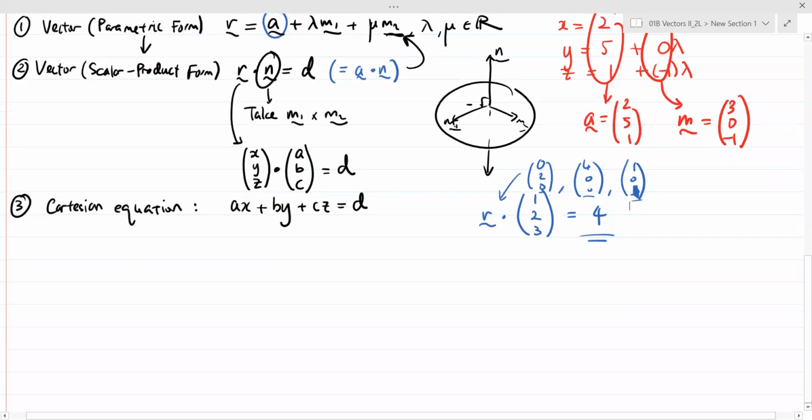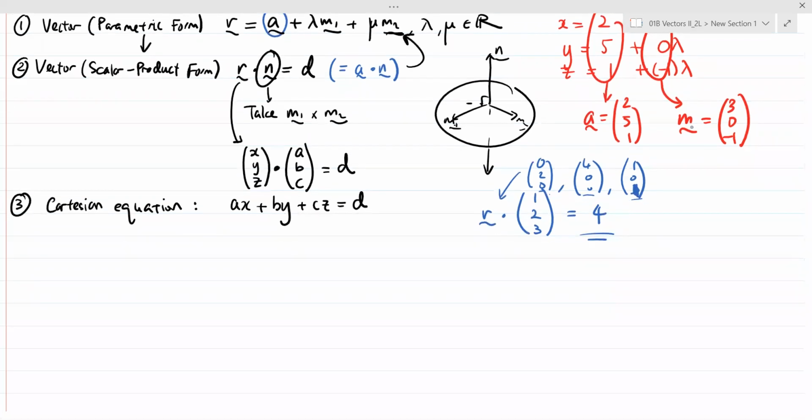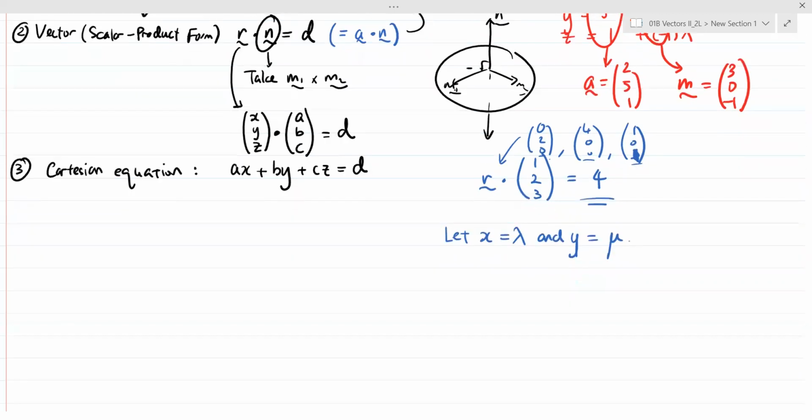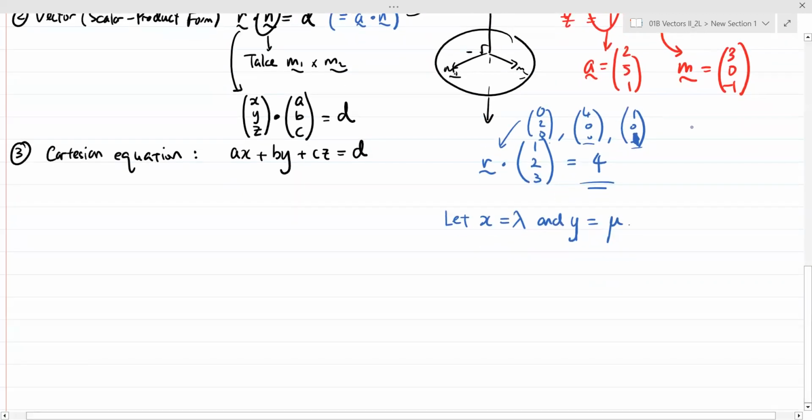All you need to do is you can let X be lambda, and Y be mu. Okay, so let's see why this works. Now if X equals lambda and Y equals mu, then we will have lambda, mu, Z dot 1, 2, 3 equals to 4.